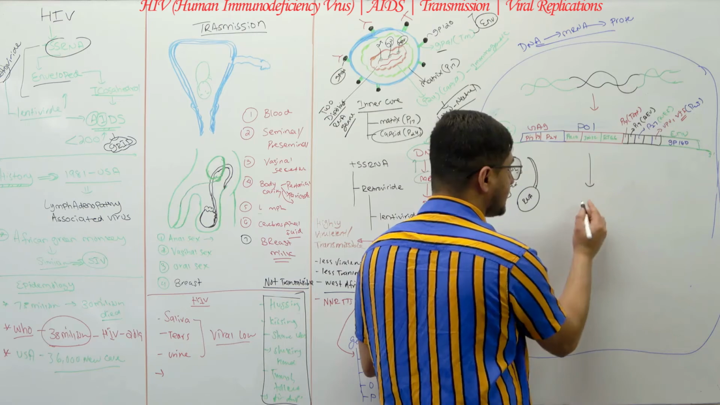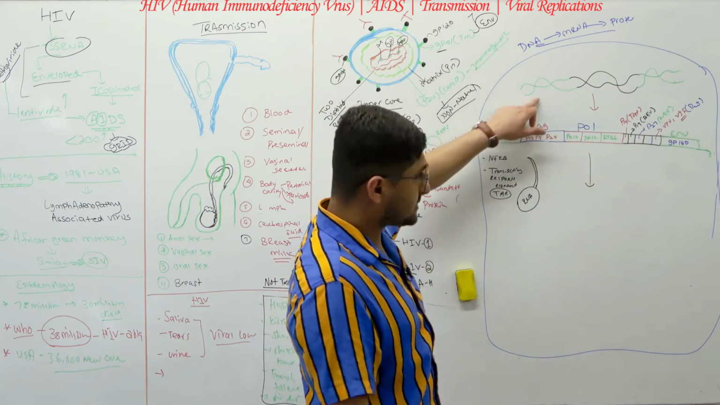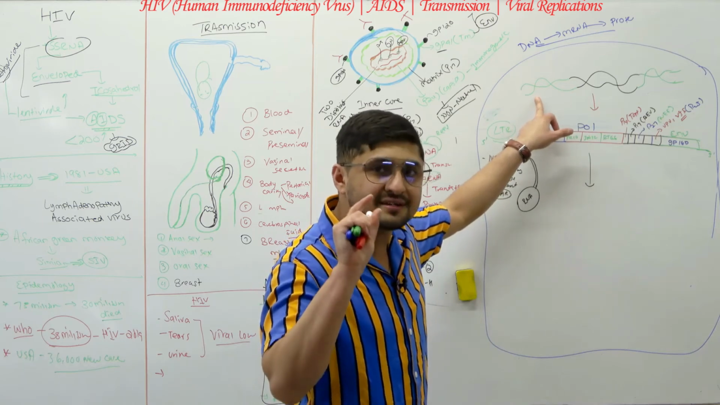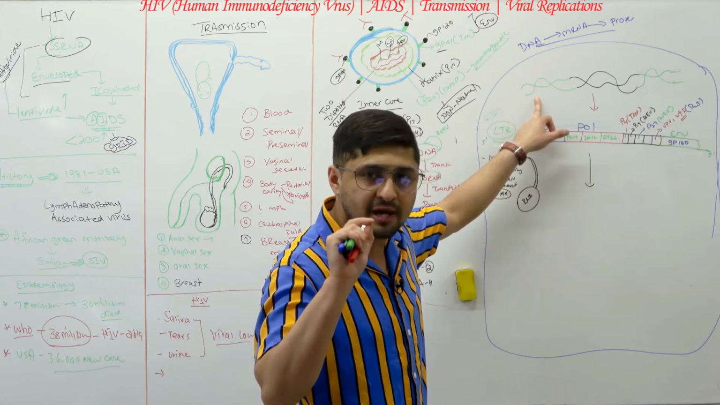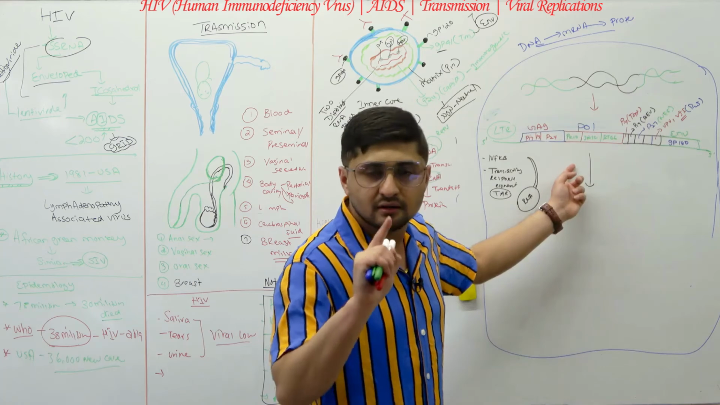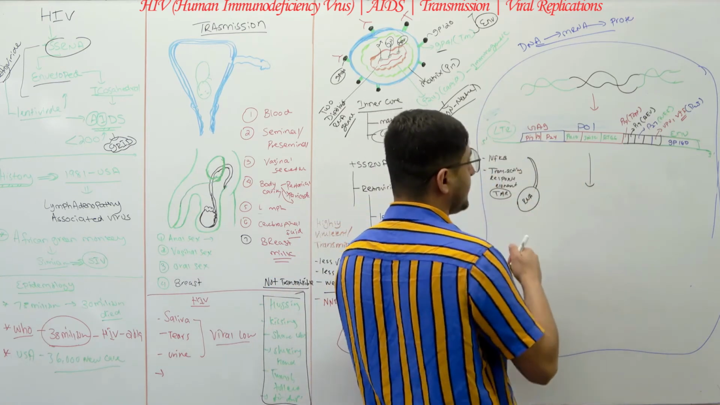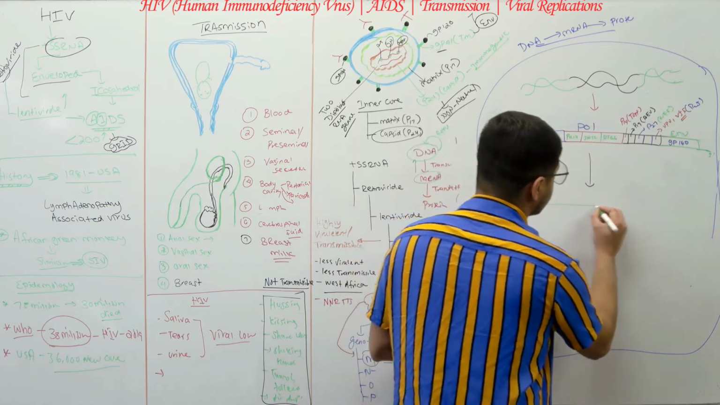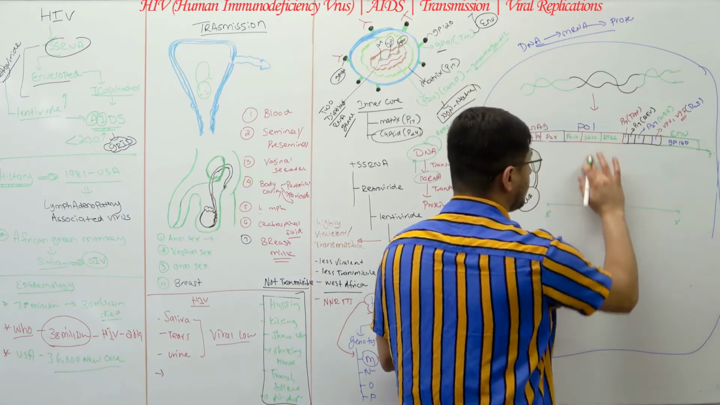It starts synthesizing messenger RNA. From the DNA, it uses only the template strand, not the coding strand. It uses the template strand to read. It reads 3 to 5 prime and synthesizes 5 to 3 prime. That's what it does.